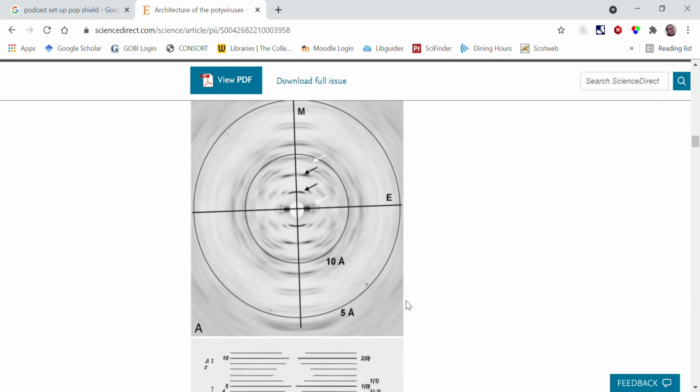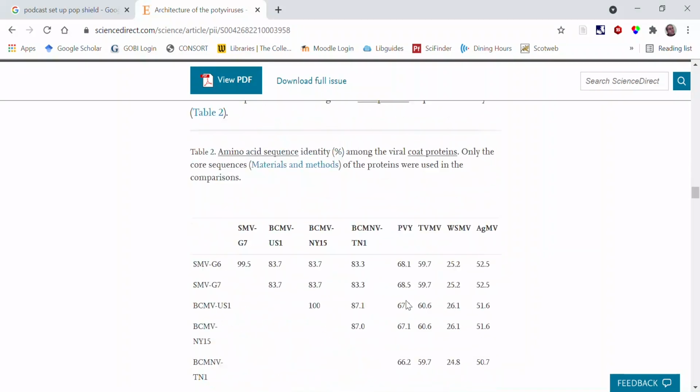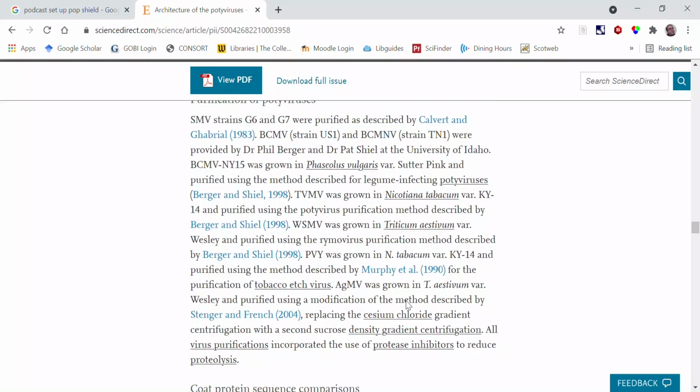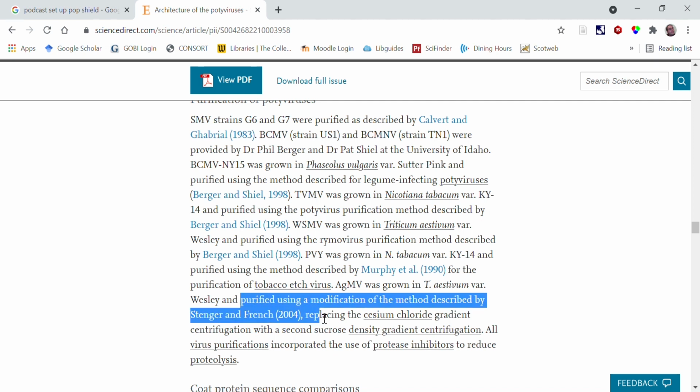And so I'm going to scroll down to methods to show you exactly the problem, which is something that you might encounter. We talk about how all of this was grown and infected, but right here, how do you get the virus out of the plant? What we're doing in this paper is looking at the structure of plant viruses. So you need plant virus to shoot an X-ray through it to determine its structure. How do you get that virus in a purified form?